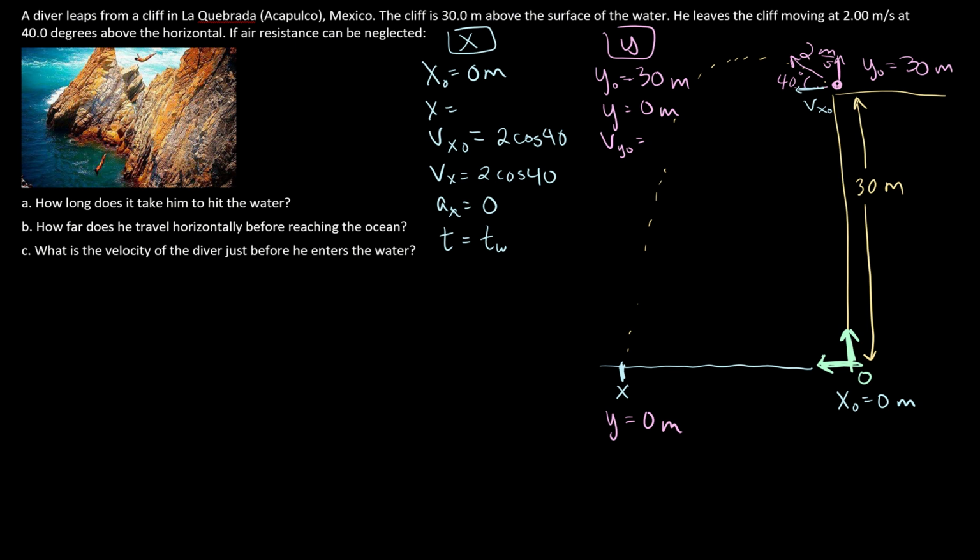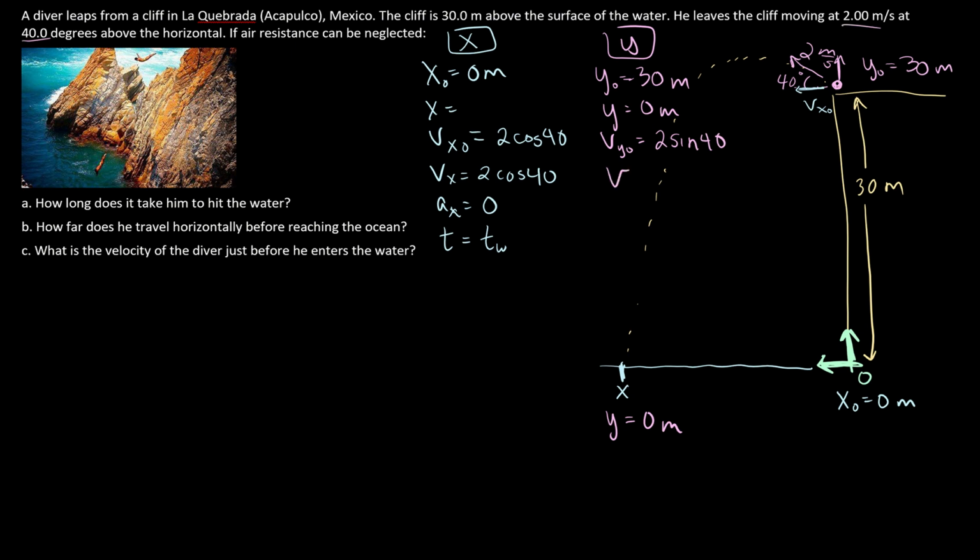I could draw it here, but that kind of ruins my picture, so I'll just draw it over on the right side. That is going to be the sine, since it's opposite of that 40-degree angle. So I have 2 sine 40. These both have three sig figs. I'm just simplifying it and not writing all the zeros out every time. But I do know in my problem the 40 is 40.0 and the 2 is 2.00.